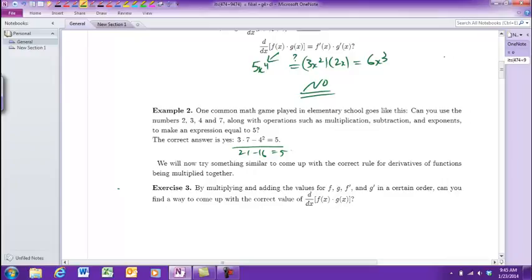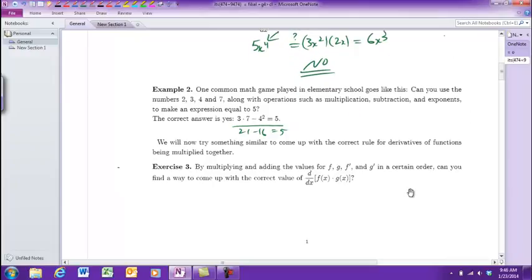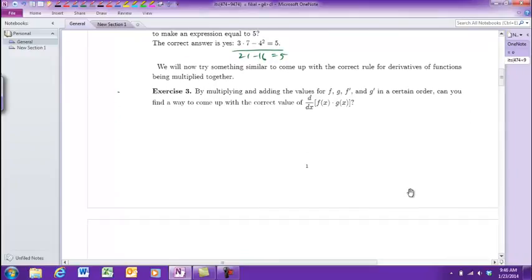We're now going to try to do a similar thing in exercise 3 with these derivative rules. So in the example above, our f was x cubed, our g was x squared, f prime was 3x squared, and g prime was 2x.